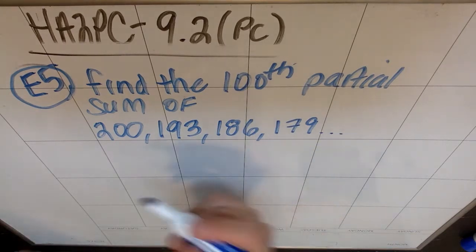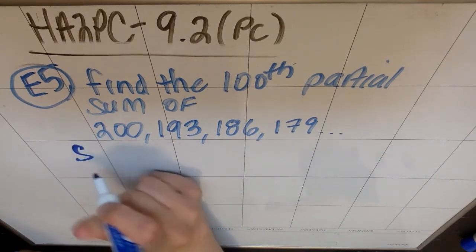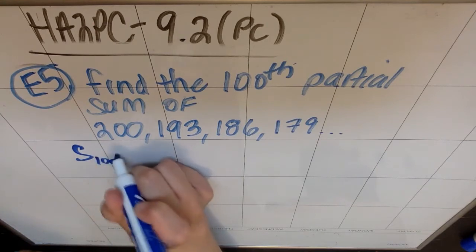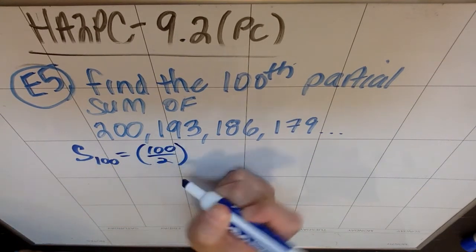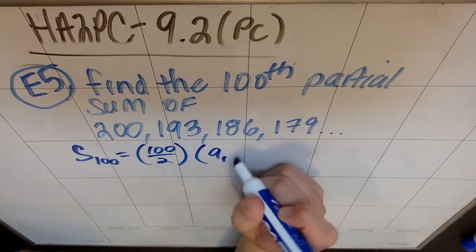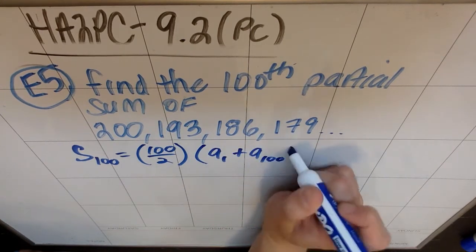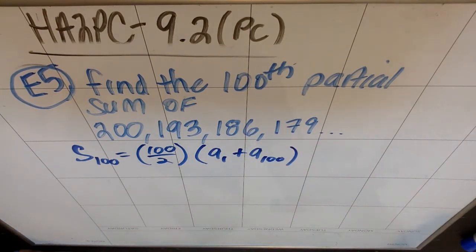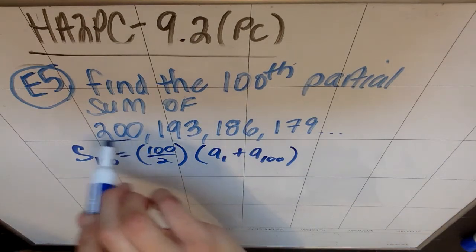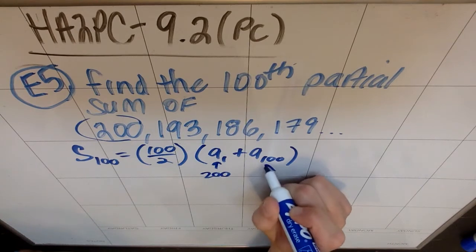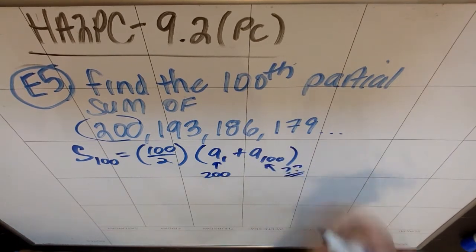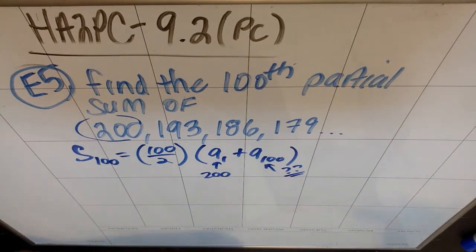I know that what they're asking me to find mathematically is, oh yeah, that is a better marker, S sub 100, right? Which I know should be 100 over 2, because that's the number of pairs, times the sum of A sub 1 plus A sub 100. Well, here's the problem. I don't know A sub 100. I know A sub 1, that's great. So I know that this is 200, but this is a big old question mark. So I can find this value as soon as I know what the 100th term is.